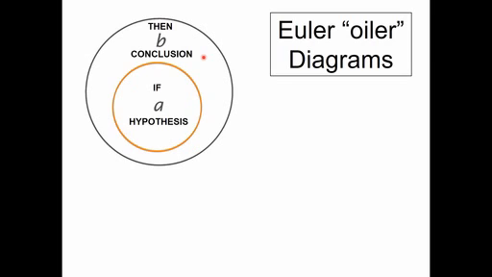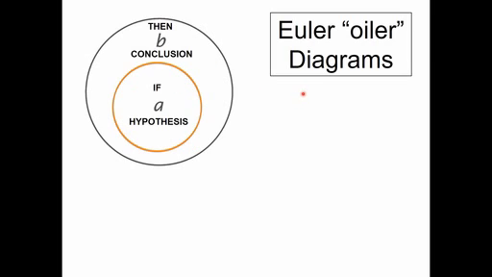Which, by the way, maybe you caught on to that already. That would be the converse, wouldn't it? If we start out with if A, then B, the converse would be if B, then A. And you can see this picture would not work for that. You could be here in B and not be in A.